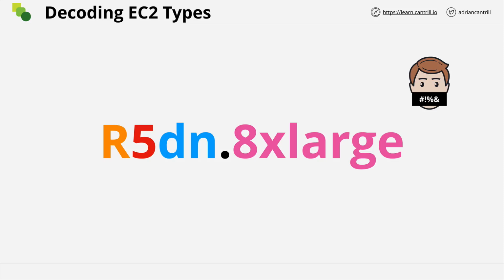R5DN.8X large, this is known as the instance type. The whole thing is the instance type. If a member of your operations team asks you what instance you need or what instance type you need, if you use the full instance type, you unambiguously communicate exactly what you need. It's a mouthful to say R5DN.8X large, but it's precise, and we like precision. So when in doubt, always give the full instance type in answer to any question.